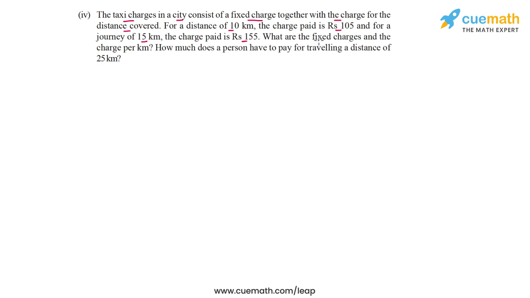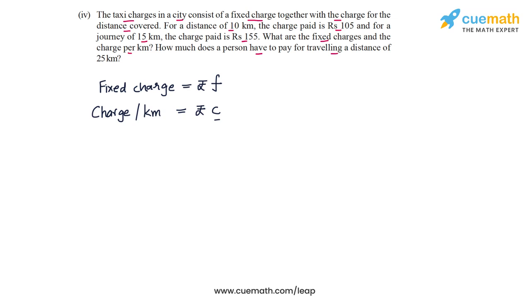Now the question asks us, what are the fixed charges and the charge per kilometer? And then how much does a person have to pay for traveling a distance of 25 kilometers? So the two unknowns in this problem clearly are the fixed charge and the charge per kilometer. So let's say that the fixed charge is rupees F. So F is for fixed. So rupees F is the fixed charge or the down payment, and then let's assume that the charge per kilometer is rupees C, the charge per kilometer.